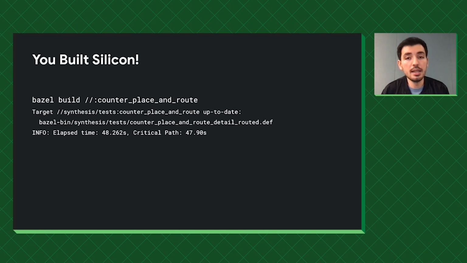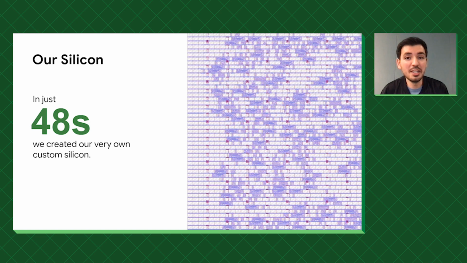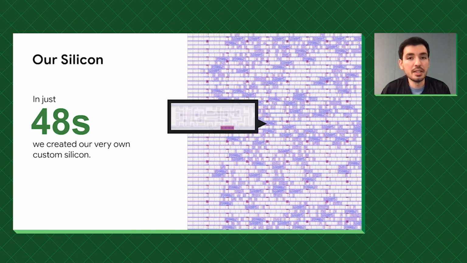This def file is the output of our rules today. And you can actually take that def file into Klayout and view it. Like I said, in just 48 seconds, we built our very own custom silicon chip. On the right, you can see what that looks like, containing all the transistors, wires, and hardware needed to represent our counter circuit. Each wire in this picture is about 130 nanometers wide. At that scale, you could fit almost 800 wires side to side on a human hair. And there's a little zoom in of one particular gate in our circuit.